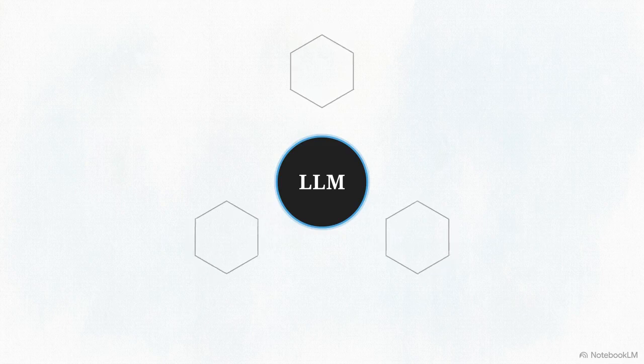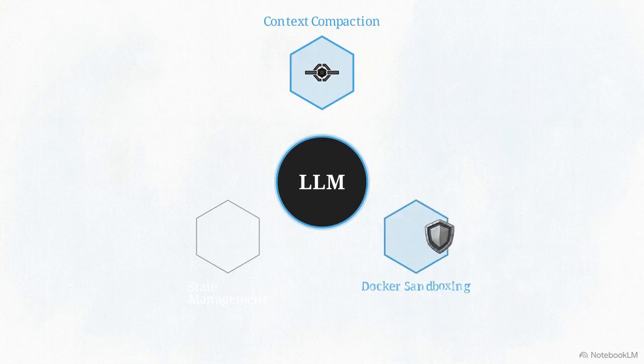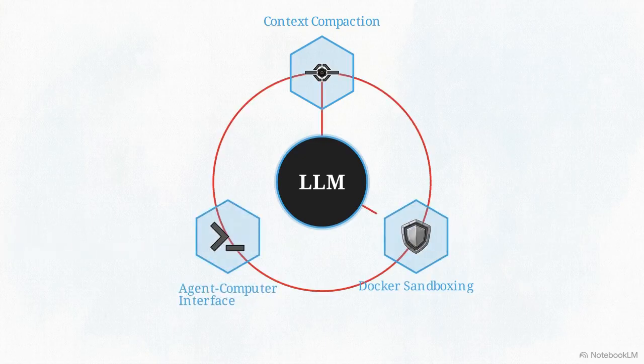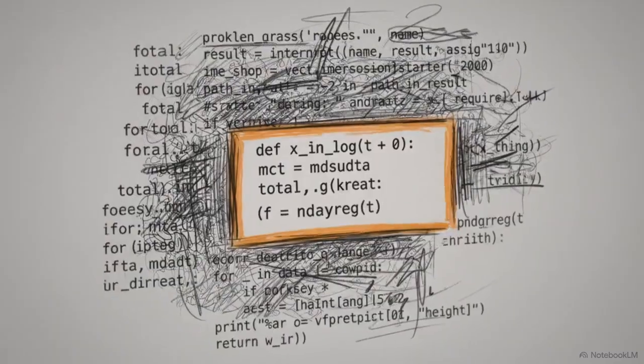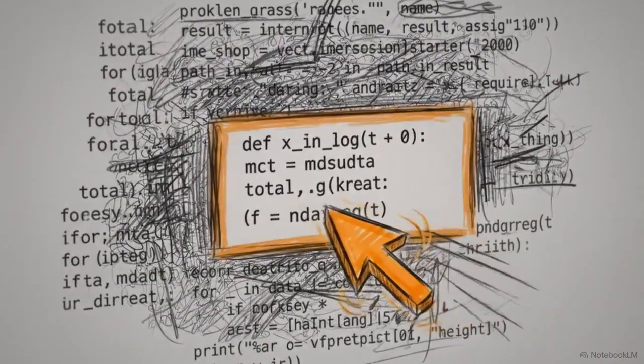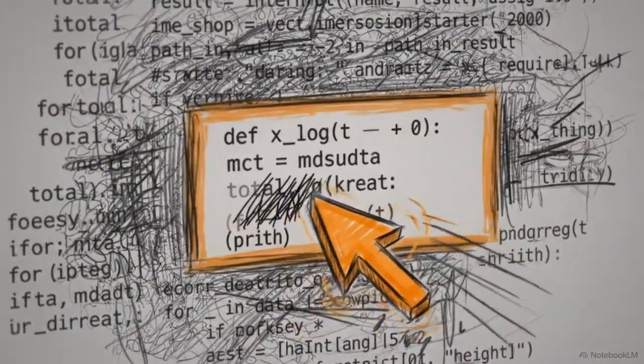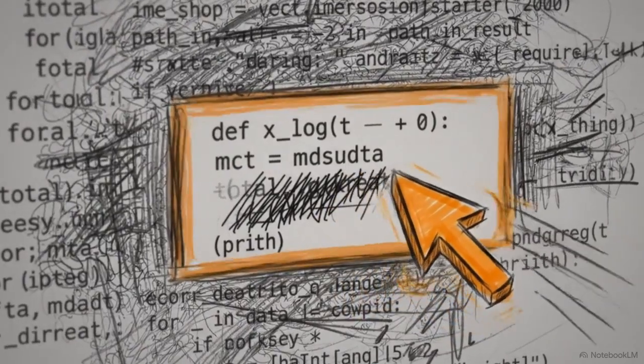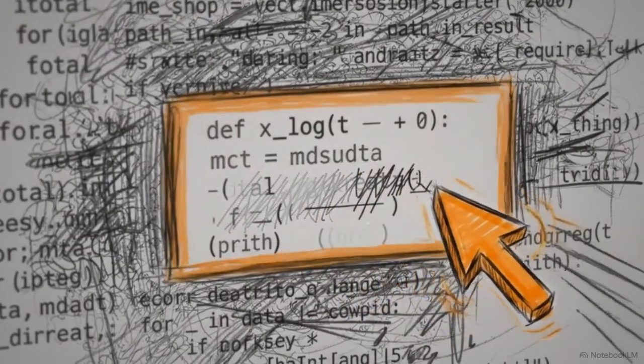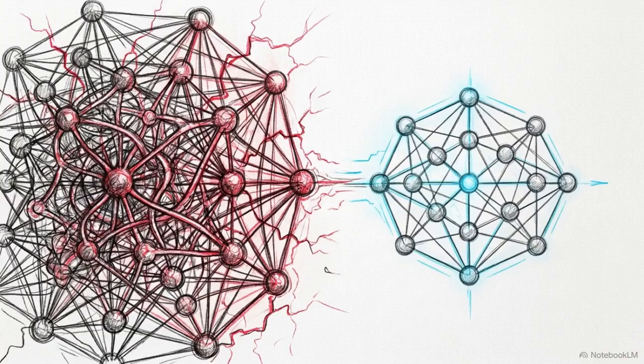Surrounding the central large language model node are empty sockets representing context exhaustion, execution, and state management. To fill these gaps, the harness introduces 3 structural solutions: context compaction, Docker sandboxing, and an agent-computer interface. By explicitly constraining the computational environment, a highly specialized harness allows a moderately sized language model to execute complex software engineering tasks with higher accuracy than a massive, unconstrained model.